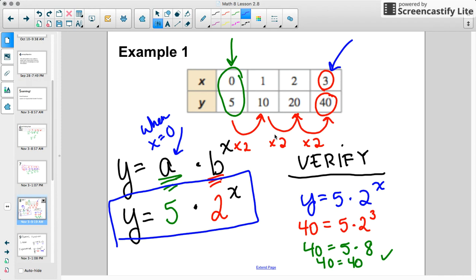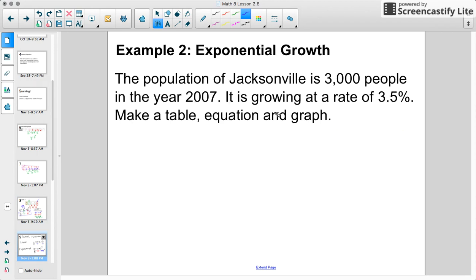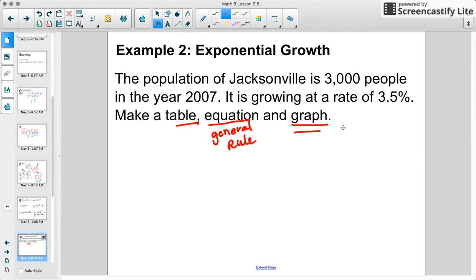All right, so what I'm going to do now, I'm going to do one more example. Let me just show you what it looks like. This example is exactly like the poster that you're going to do in just a second with a group. Okay. So watch me walk through it. I'm going to make a table. I'm going to make an equation or a general rule. That's the same thing. And then we're going to graph it.